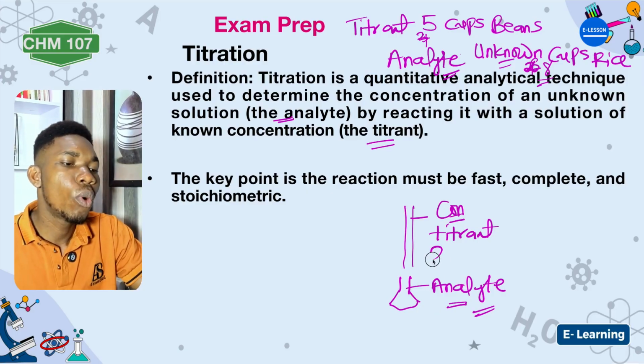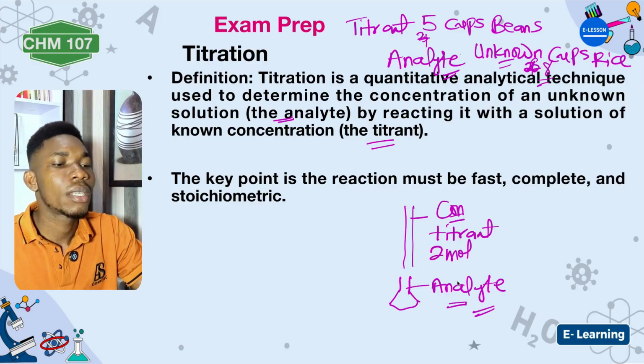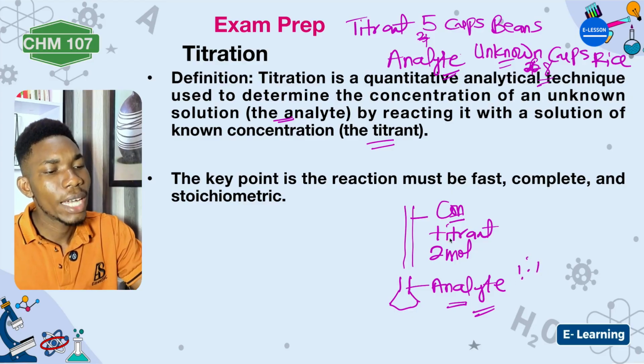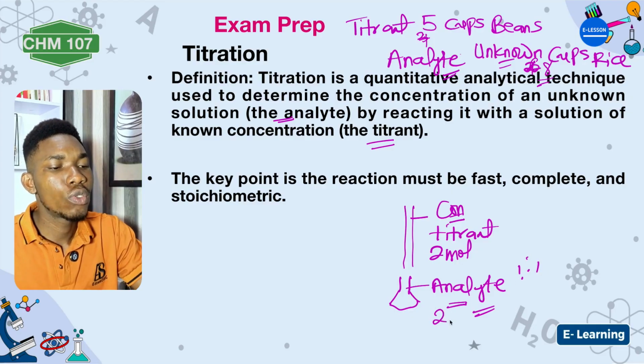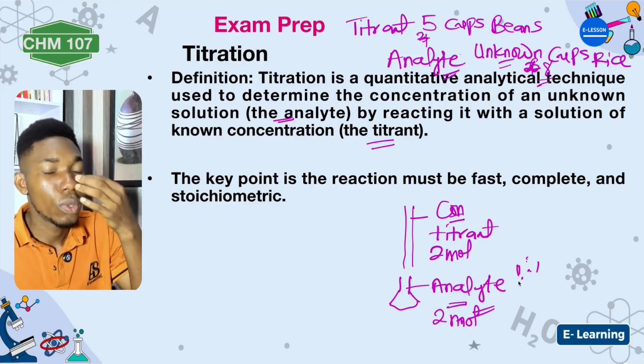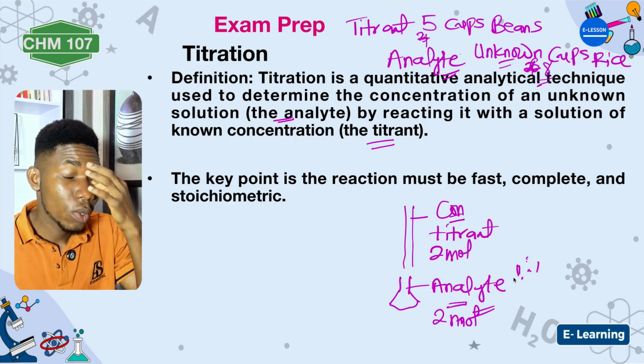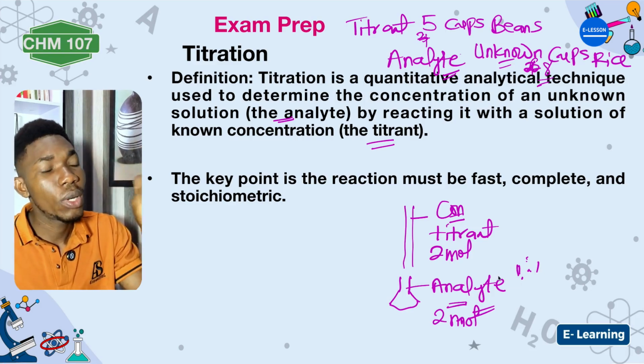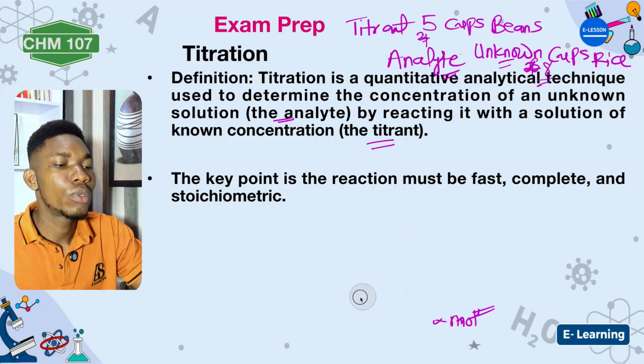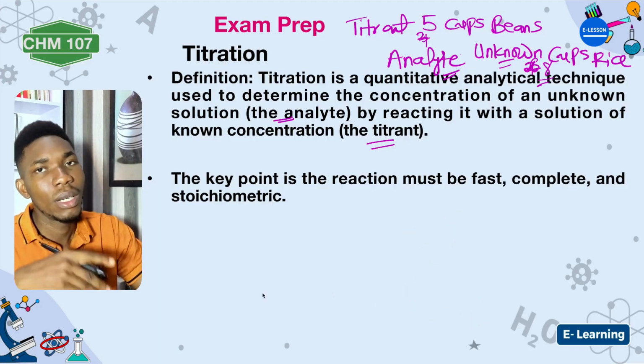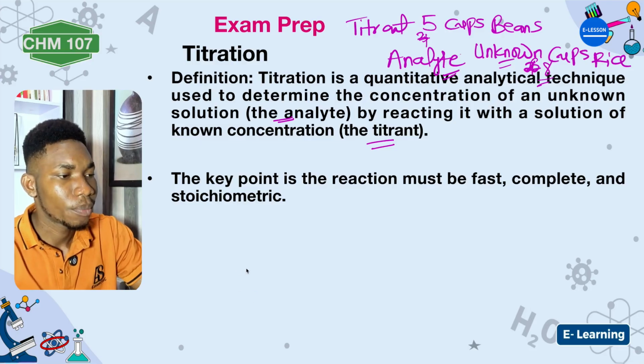Let us say you use 2 mole of the titrant, and the ratio is 1:1. If you use 2 mole of the titrant to react, it means there were 2 mole of the analyte present in a situation where the mole ratio is 1:1. Is that okay? So that is the general idea on titration. You guys are going to get titration, especially those in pharmacy, very well when you get to 200 level. But for now, let's just run through what we have here.